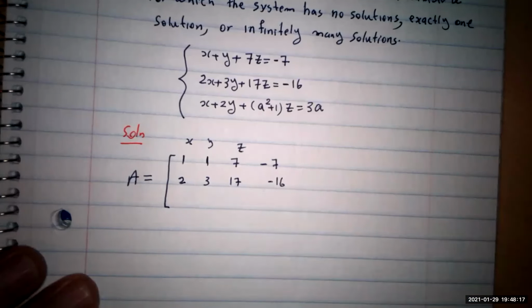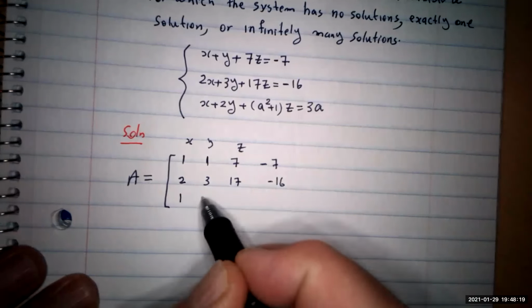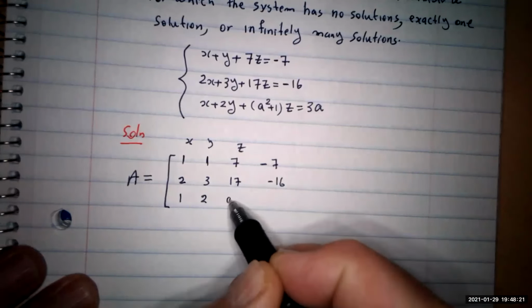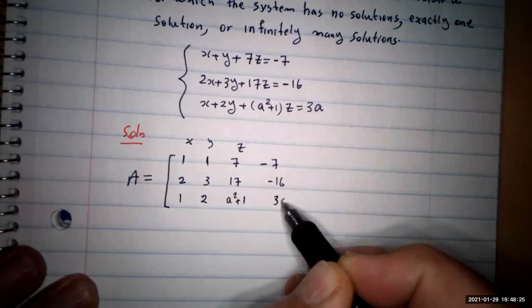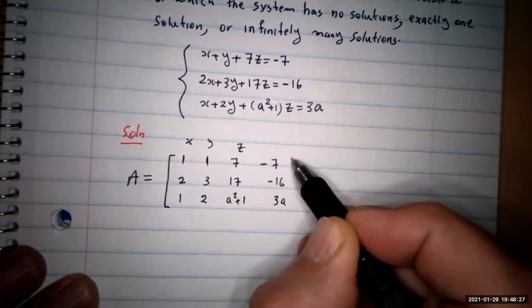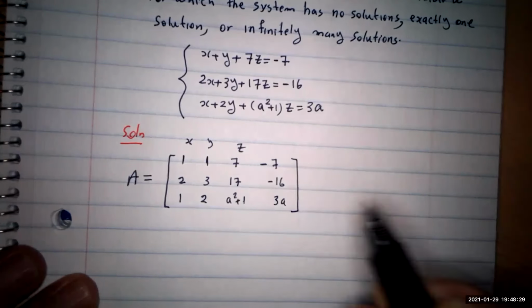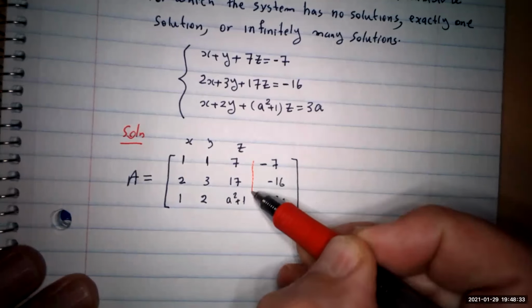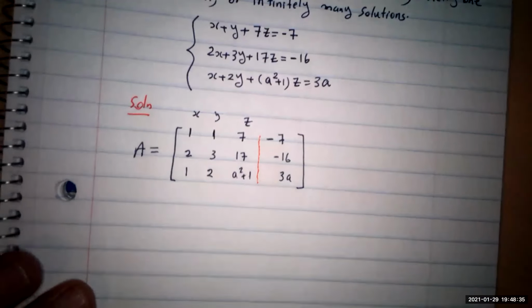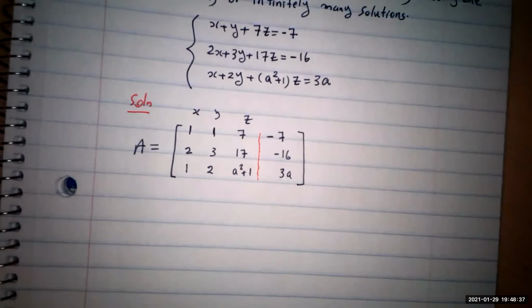That's the second row. And the third one, we have 1, 2, this is a squared plus 1, and we have 3a. Okay, this is what we have. And remind you that this is just a constant term. Okay, continue, just as usual.